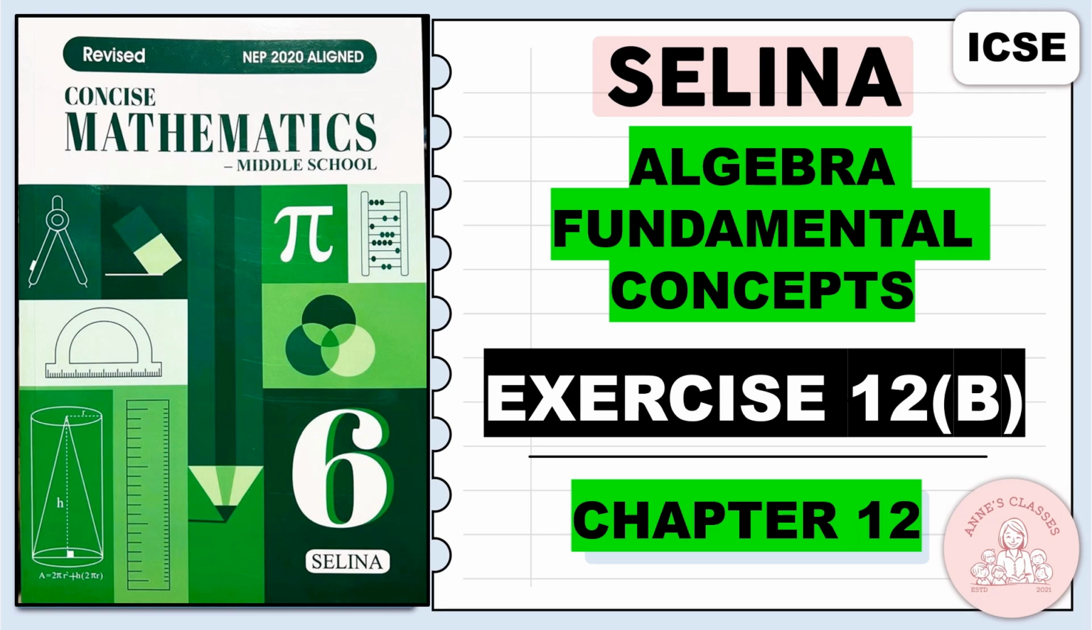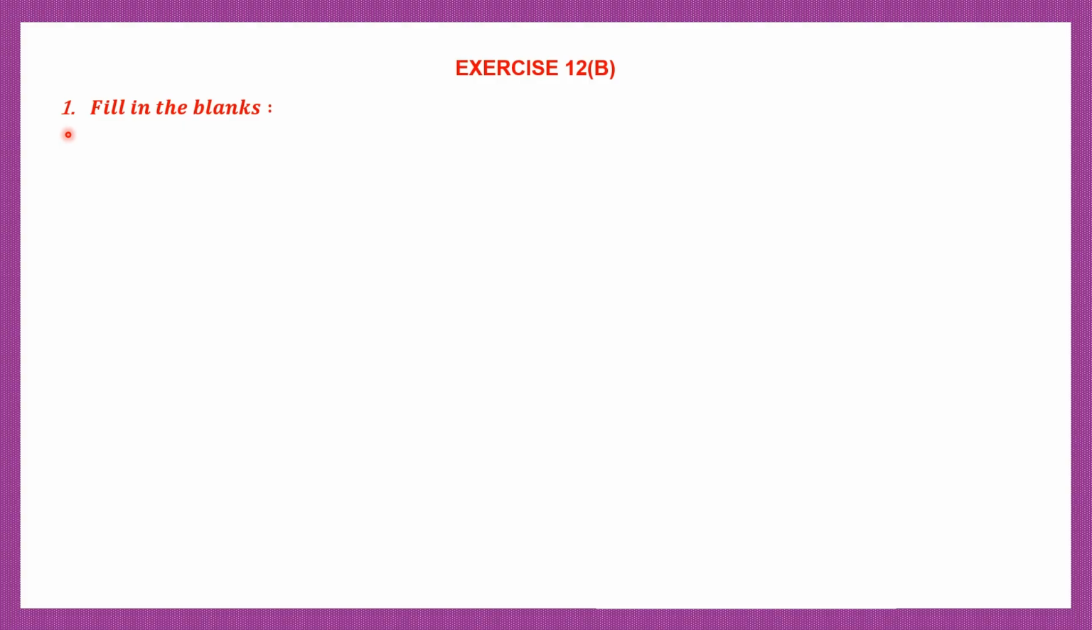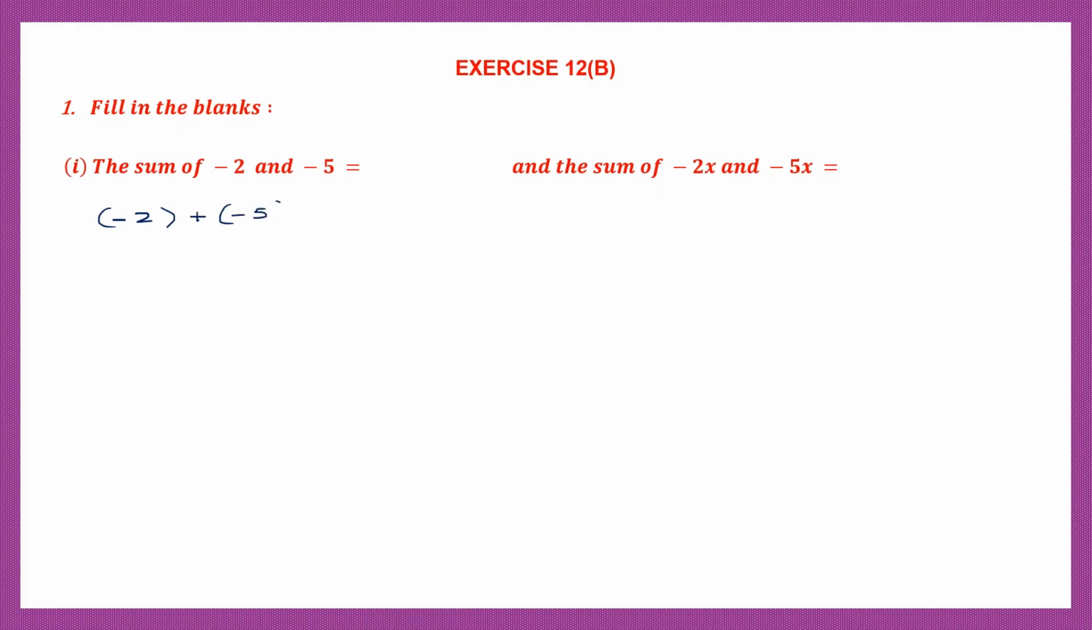Let's do Algebra Fundamental Concepts, exercise 12b. Question 1 is fill in the blanks. First question is the sum of -2 and -5. So both these are integers, -2 and -5, and we add them up. When we say sum, we are talking about addition.